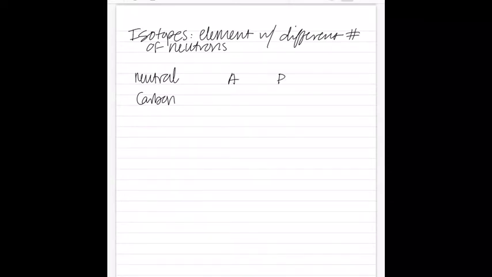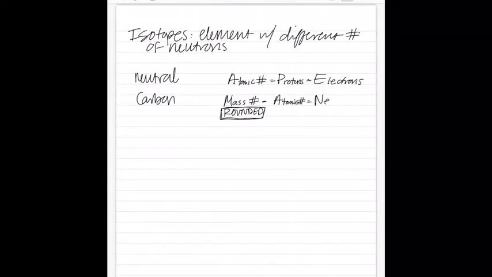We're doing a little review. Here's our A, M, A, man. A stands for atomic number, which is equal to the number of protons, which is equal to the number of electrons. M is mass number. Remember that mass number is rounded. You always have to have a rounded mass number. M minus A, the atomic number, is equal to your number of neutrons.